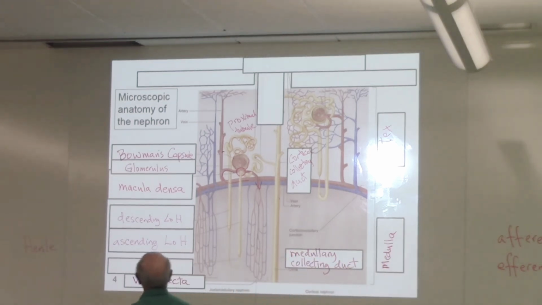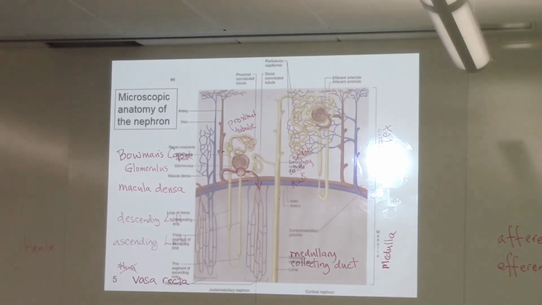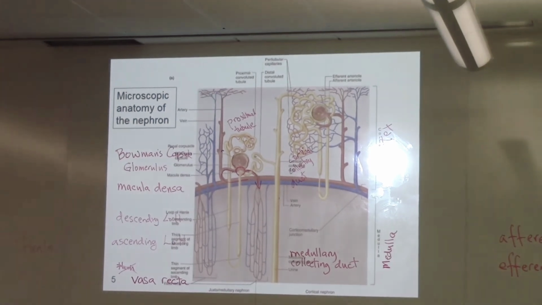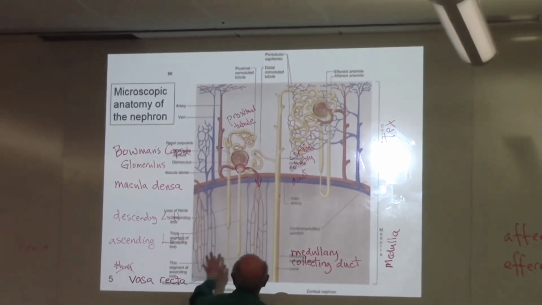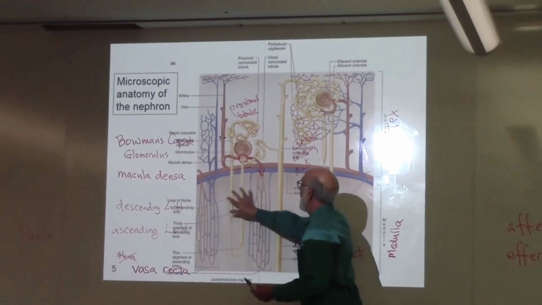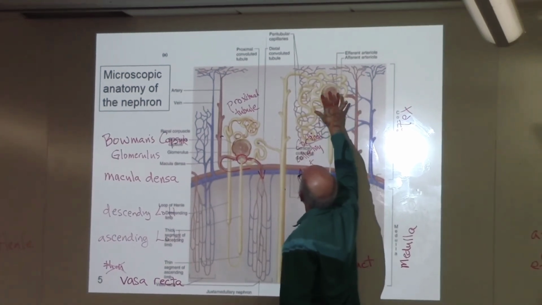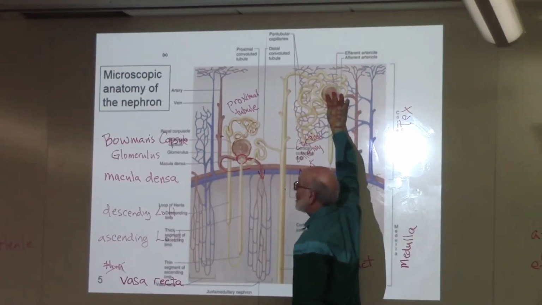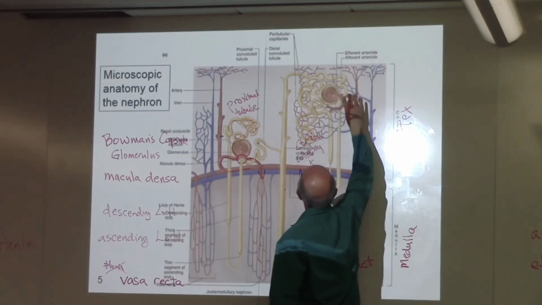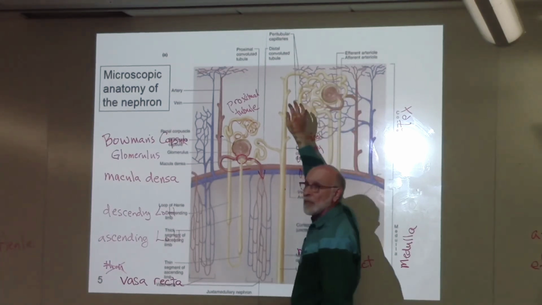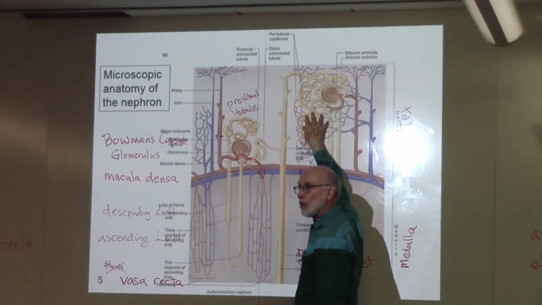So, this one was just thin, but remember we're not worrying about thin. So let's see if we got it right. Did I get everything? Oh, peritubular capillaries, right. So this is the vasa recta that surrounds the loop of Henle, and this network of capillaries that surrounds the glomerulus, the proximal tubule, and the distal tubule is the network of peritubular capillaries.